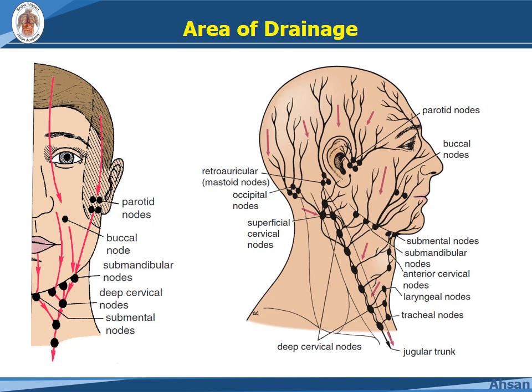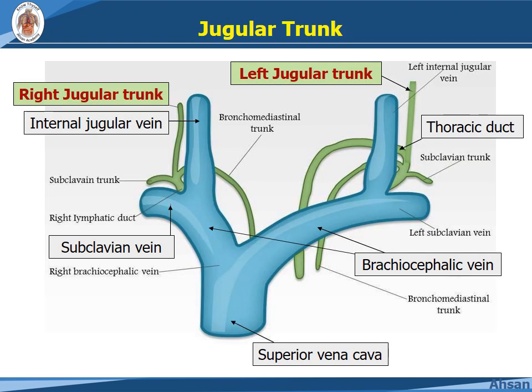All these nodes receive this. Then from these lymph nodes, the relatively larger vessels carry and drain these nodes to the deeper chain. And finally, inferiorly, a jugular trunk is formed, which is shown by the circle. This jugular trunk drains and passes further into the root of the neck. This figure is showing the final destination of the lymph.